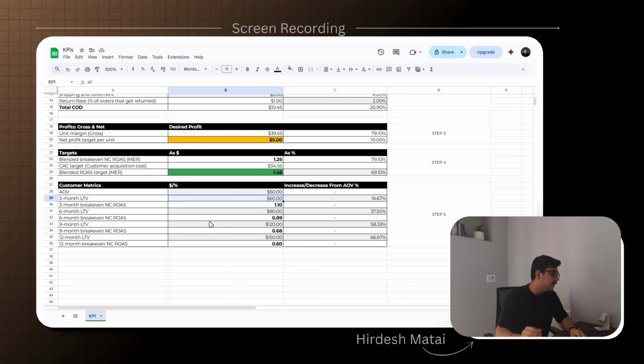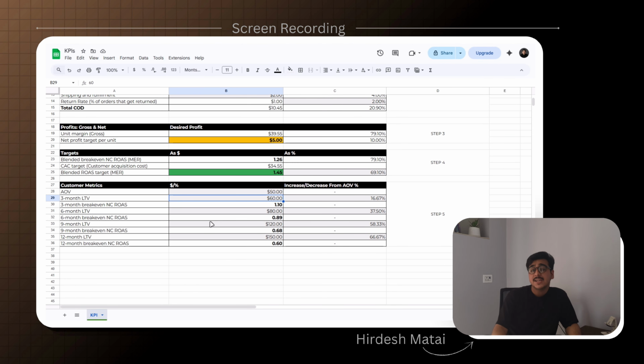You can calculate it up to 12-month lifetime value. And that is what you need to aim for before you even spend $1 on advertising. These are your KPIs, key performance indicators, the ROAS, the blended ROAS that you need to aim for if you want to make the amount of profit decided here. Let me get it back at 7.